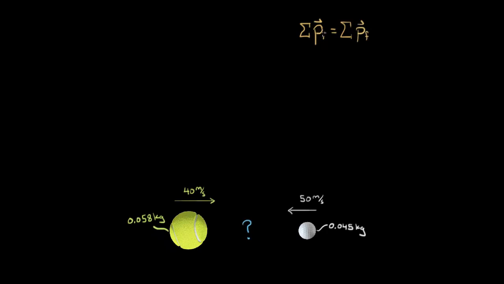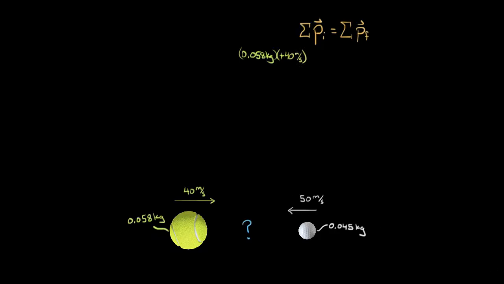So remember, the formula for momentum is mass times velocity, so the initial momentum of the tennis ball would be mass times velocity, so that'd be 0.058 kilograms times the velocity initially of the tennis ball, which is positive 40, and I'm going to put a positive here to remind me that this is to the right. That's why I'm making it positive.